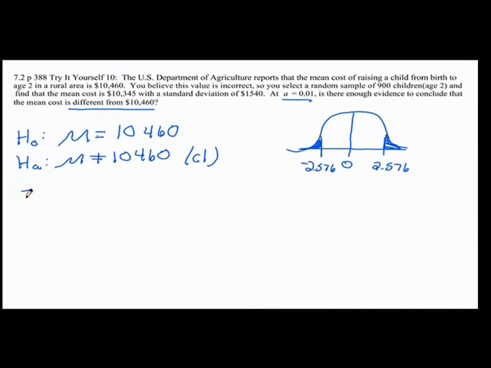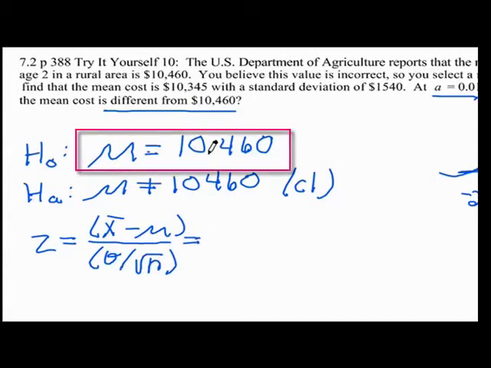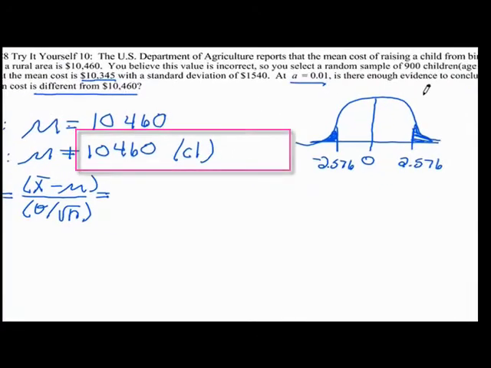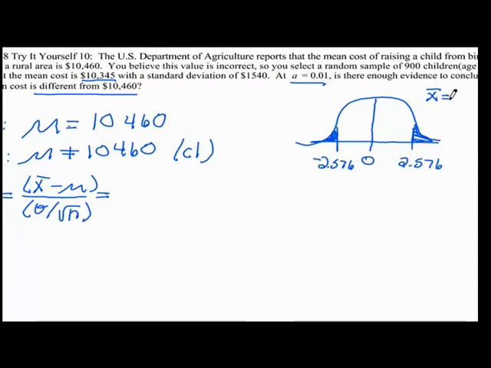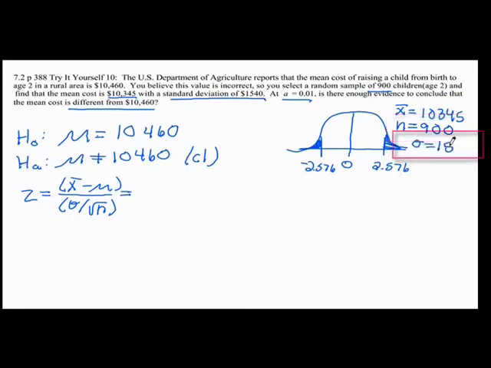The next thing we're going to need is our z. The formula for z is going to be x bar minus mu, all divided by the standard deviation divided by the square root of n. So we need all that information. Well, we've got our mu right here, the 10,460. So we need our x bar, and that's our sample mean. So the x bar is going to be 10,345. Our sample size, n, is going to be 900. And our sample standard deviation is 1,540. It's s, but we'll use it for sigma.